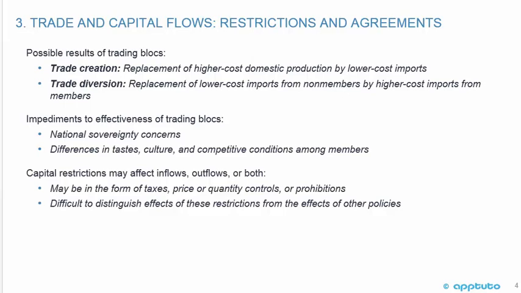Some impediments to effectiveness of trading blocs are national sovereignty concerns and also differences in taste, culture, and competitive conditions among the members. We can see that with regards to the European Union, some of the issues with regards to the effectiveness of the trading bloc. Okay? Capital restrictions may affect inflows, outflows, or both, and they may be in the forms of taxes, price or quantity controls, or prohibitions. And it's difficult to distinguish effects of these restrictions from the effects of other policies.